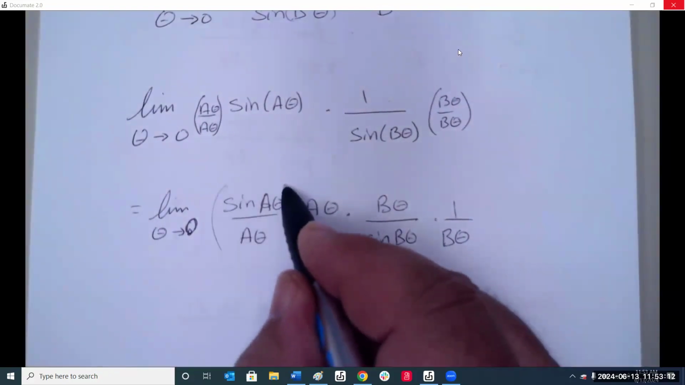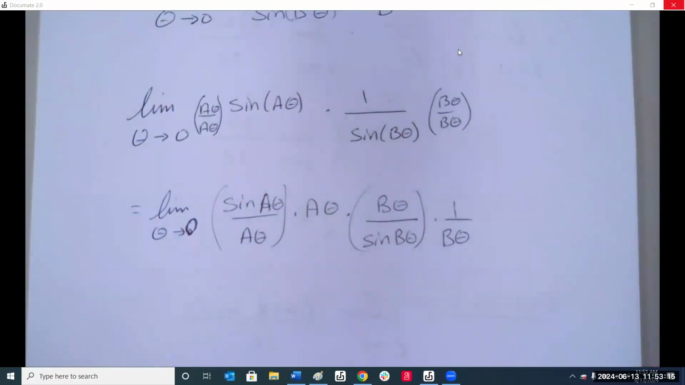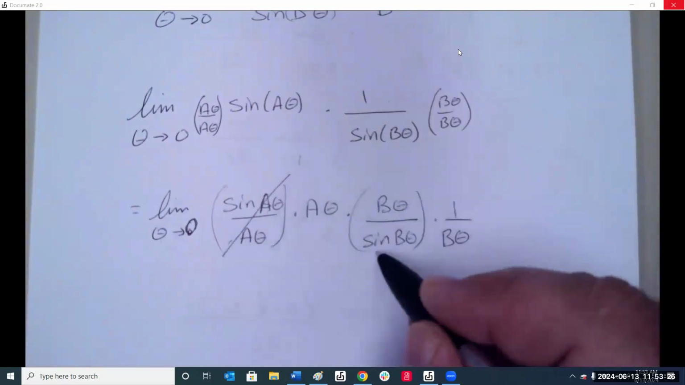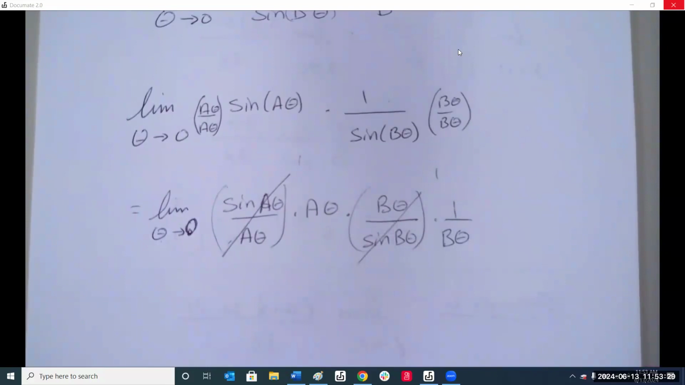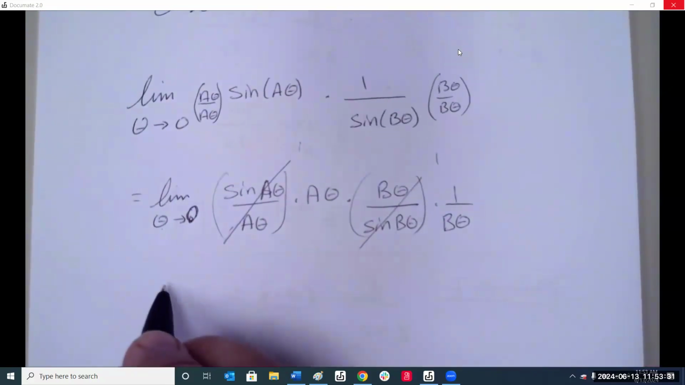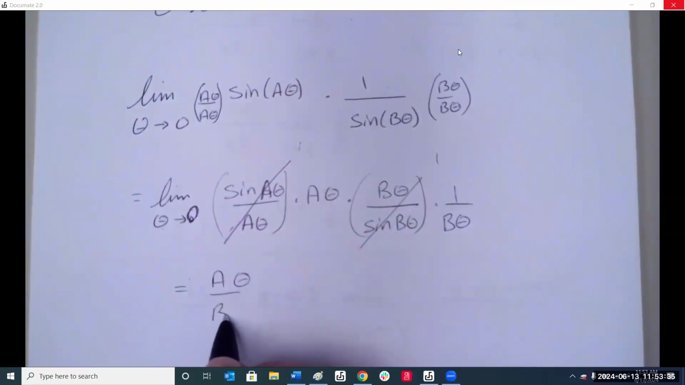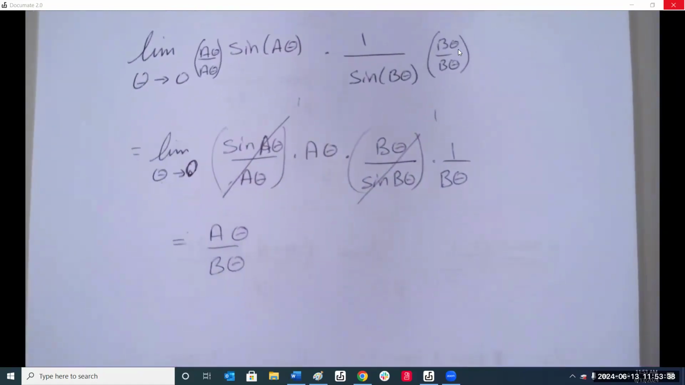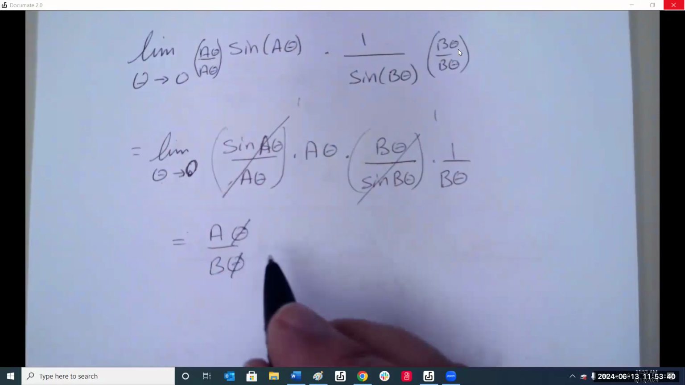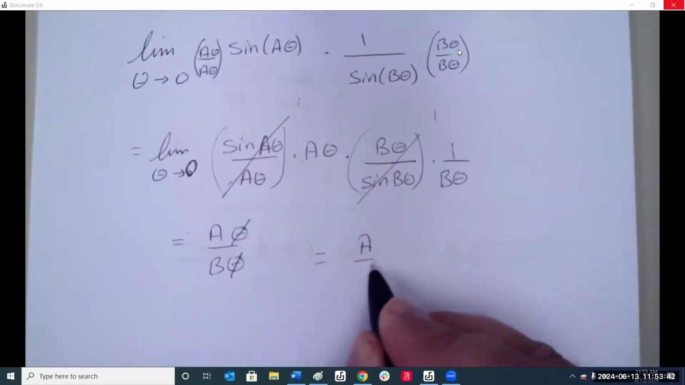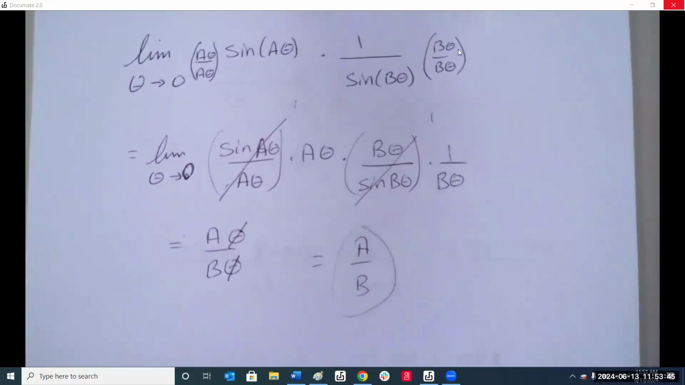So what happens to this and this? What do they become? What happens to these two as theta goes to 0? That becomes 1. That becomes 1. So all we're left with is A theta over B theta. Can anything cancel? So we're left with A over B, which is what we're trying to prove.